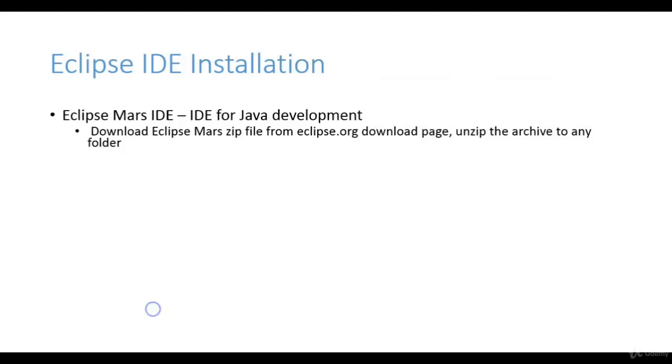Next, we need to install the IDE to develop our code. For this course, I am going to use Eclipse Mars for Java EE development. For this, download Eclipse Mars from the eclipse.org download page and unzip the archive. You do not need to run any installer for this.